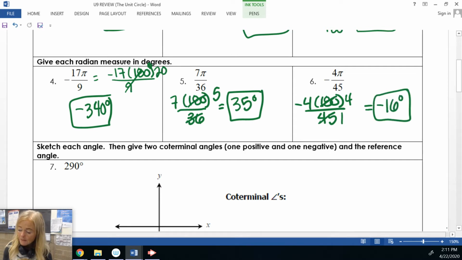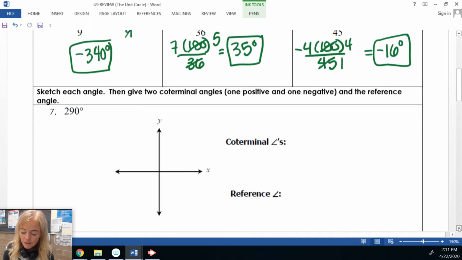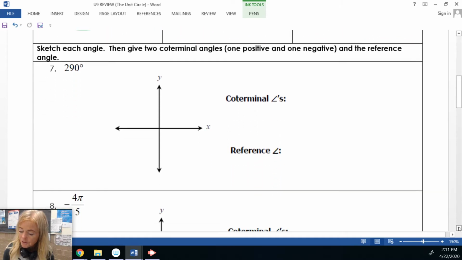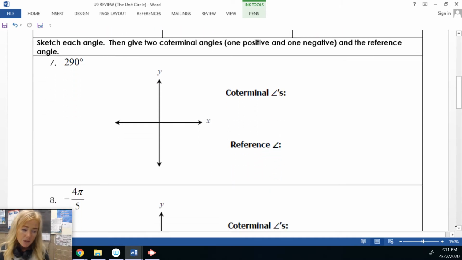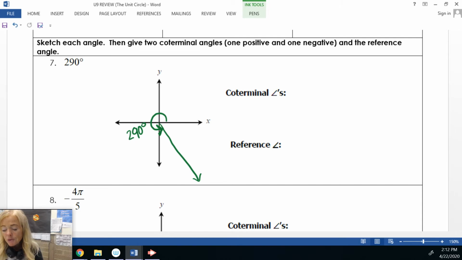Okay, not too bad. Next one asks you to do a few things. First, sketch the angle. So we'll start with that. Now, 290 degrees. We know that to here is 270. So that's 90, 180, 270, and then another 20. It's about right there. Remember, we just have to be close in the right quadrant generally. So that's a 290 degree angle. Okay. Now, once you've done that, it asks you to give two coterminal angles, one positive, one negative.